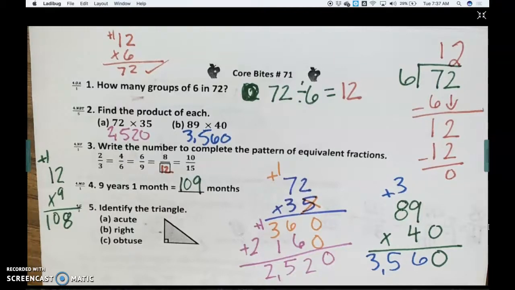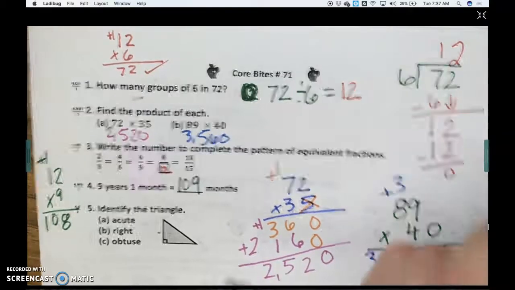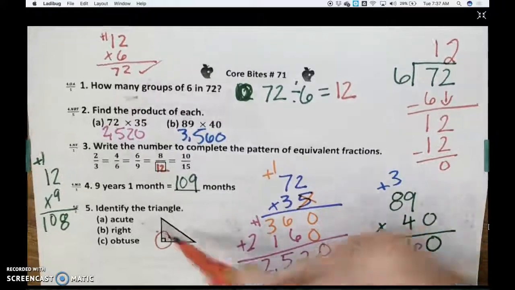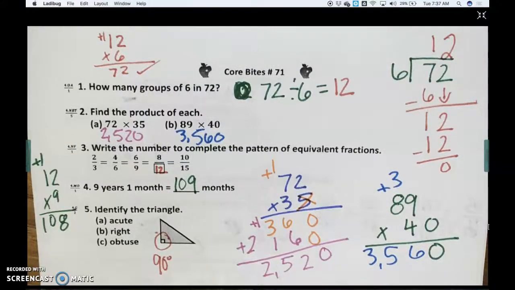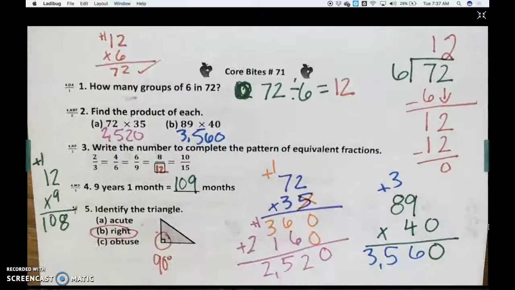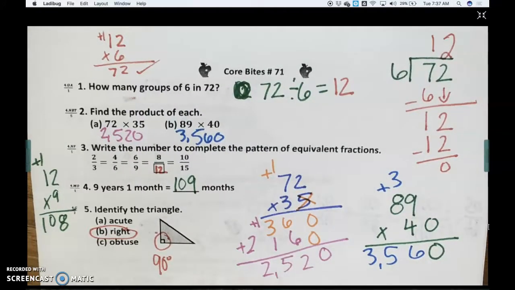And then for the triangle here at the bottom, it already has this, which means it is a right angle, which means it is 90 degrees. So because of that, it is a right angle. All right, guys, check yours.